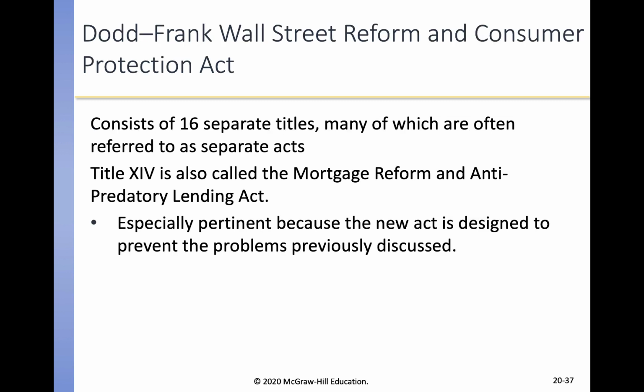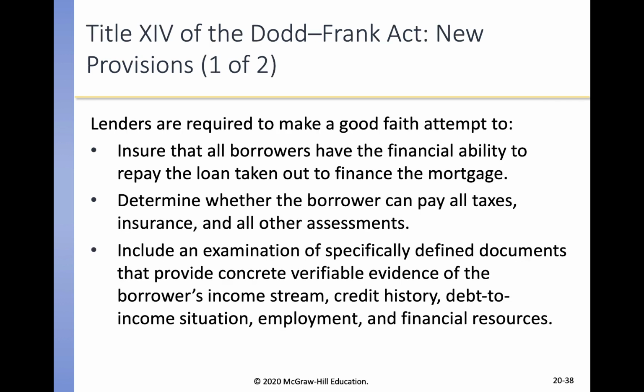And finally, Dodd-Frank. Dodd-Frank was a huge reform act passed by Congress. It consisted of 16 separate titles, many referred to as separate acts. Title 14 is also called the Mortgage Reform and Anti-Predatory Lending Act. This new act prevents, or is supposed to prevent, the problems that happened in 2008. It requires a lot of new things of lenders. If you've closed on a home since 2008 and you'd closed on one before 2008, you know that you have a lot more paperwork and a lot more hoops to jump through.